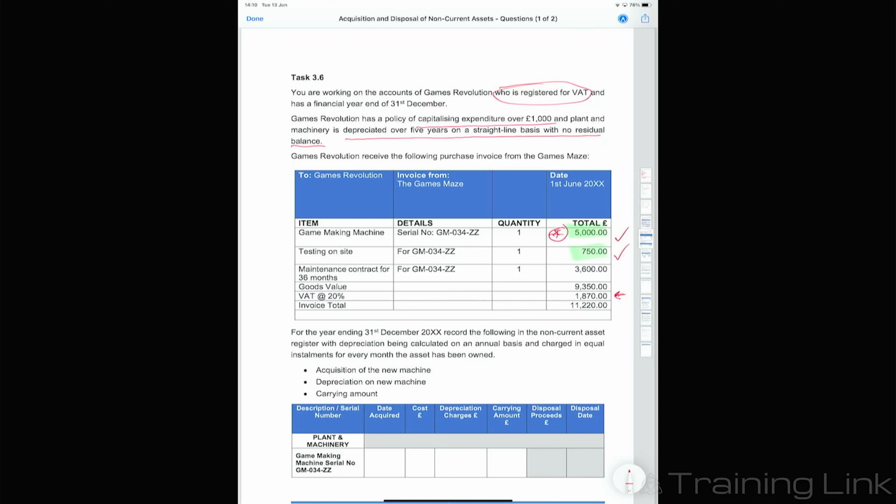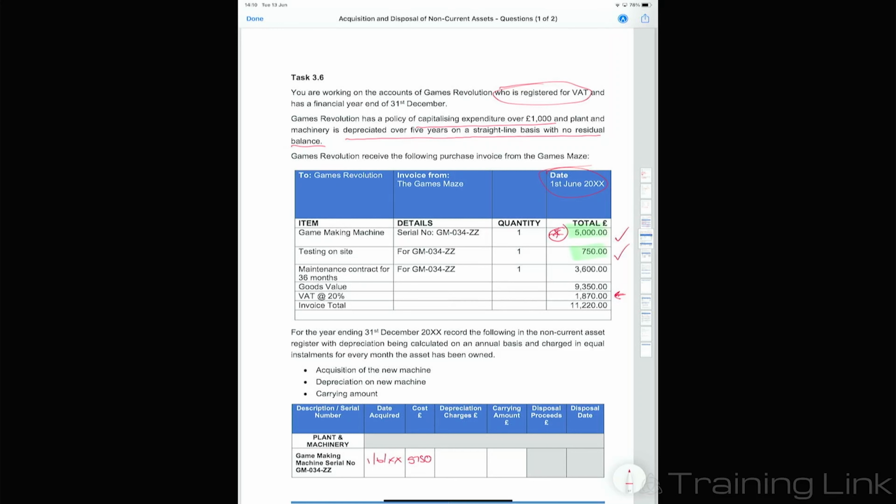So looking at that, let's start filling in this extract for the non-current asset register below. So the date acquired is the 1st of June, and we can get that from up here on the top right of the invoice. The cost then is the two items in green added together, so that'll be 5,750. Okay, they're the items that we can capitalise.